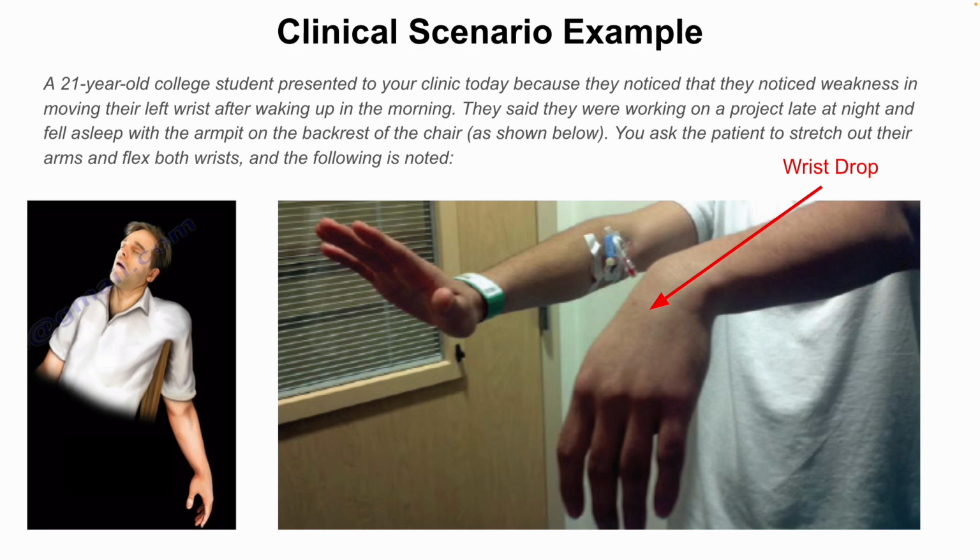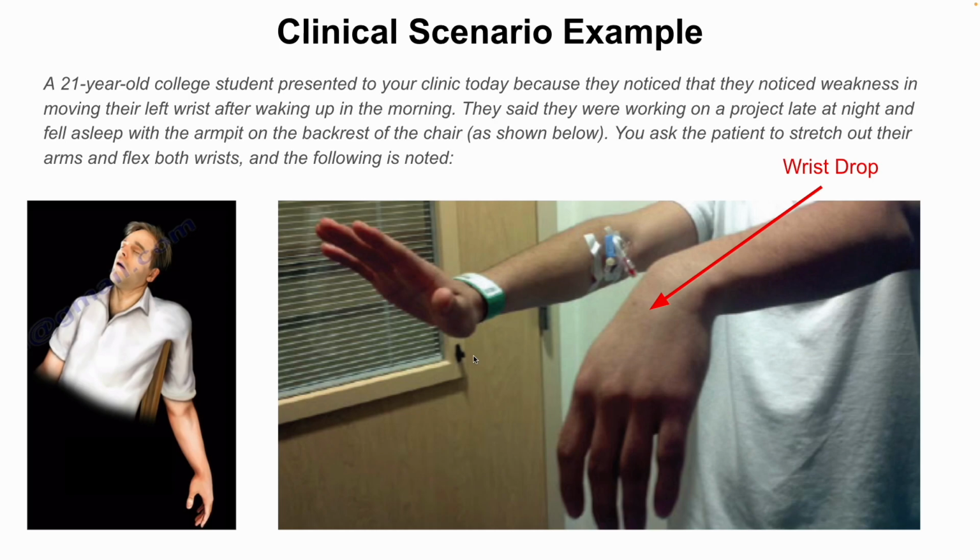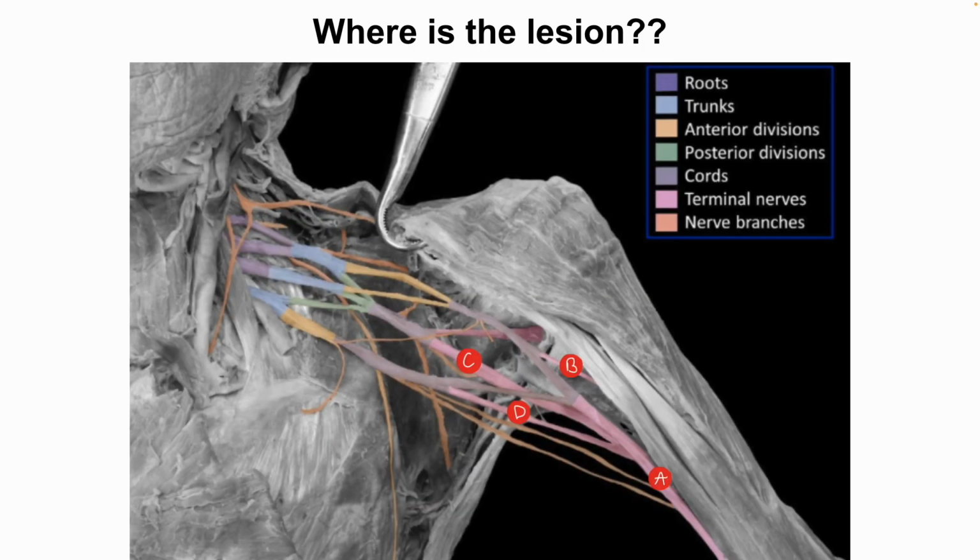This is a problem with extension. And what division allows for extension? Is it the ventral or the dorsal muscle mass that allows for extension? Well, it's the dorsal, which gives you the posterior divisions, the ones in green here, that end up giving you this nerve C. And that's the radial nerve. The radial nerve allows you to extend your forearms and your triceps and that sort of thing. So that's really where this patient unfortunately got injured.